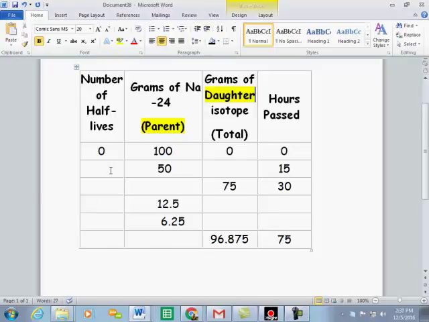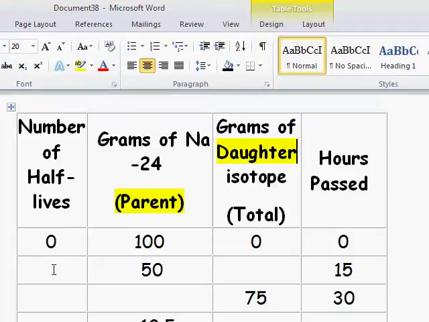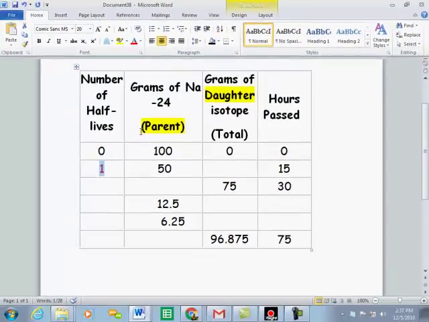So at 0 half-lives, we have 100 grams of sodium and no grams of daughter, and obviously no hours have passed. So in other words, this parent has not decayed at all. When one half-life has passed, I'm going to put the number 1 right here, and you should also put this in your sheet when you get in your groups. The parent decays by half for each half-life. So in other words, it went from 100 grams to 50 grams. Now, what happened to that other 50 grams that was part of the parent? Well, that now becomes the daughter. And it's taken 15 hours for that to take place.